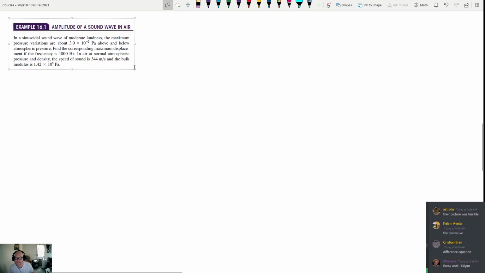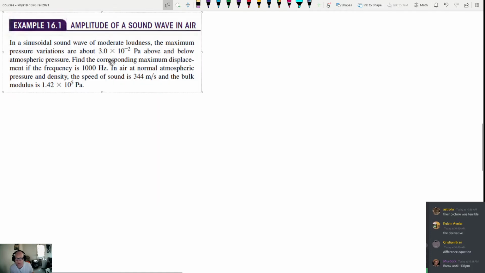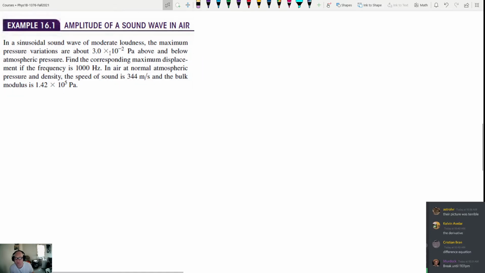Okay, so it says, in a sinusoidal sound wave of moderate loudness, we haven't really talked about loudness yet. In a second we will, though. The maximum pressure variations are about 3 times 10 to the negative 2 pascals above and below atmospheric pressure. Find the corresponding maximum displacement if the frequency is 1000 hertz. In air, at normal atmospheric pressure and density, the speed of sound is 344 meters per second, and the bulk modulus is 1.4 times 10 to the 5 pascals.